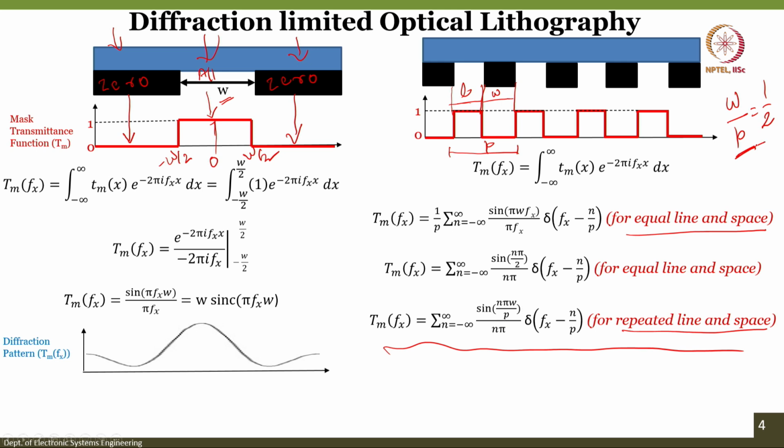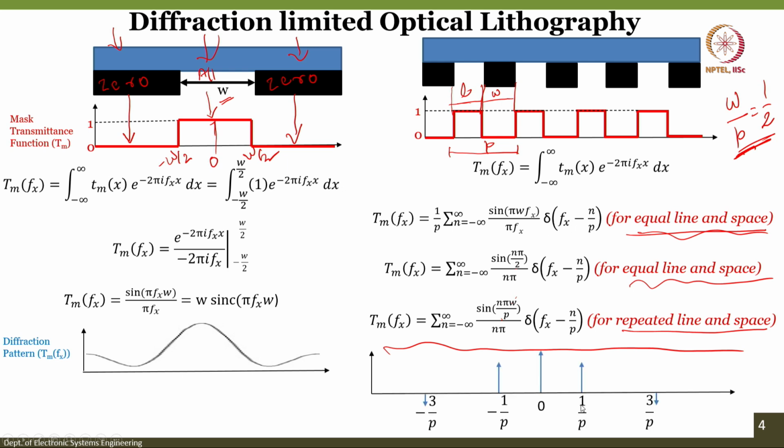Now if there is equal line width and space width in both cases, you see this W by 2 will get replaced by P by 2, that is, W by P becomes 1 by 2. Just put the value W by P as 1 by 2, and n pi remains as it is. So this is again a derivation. Now the important point is here.